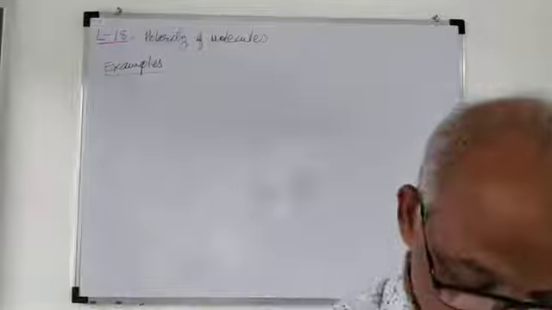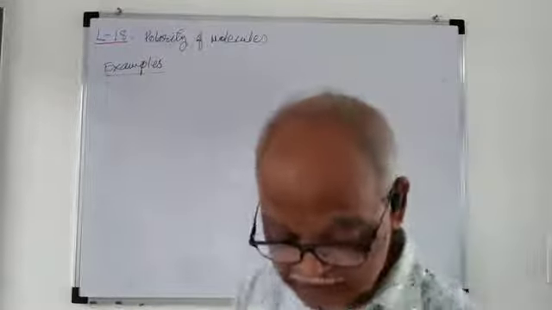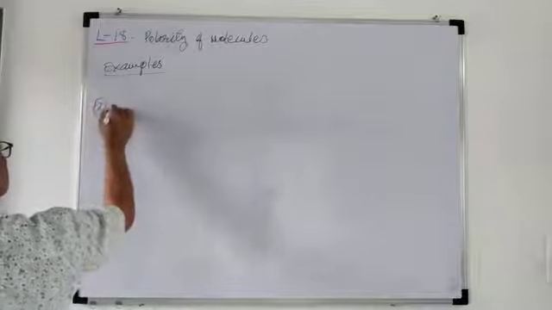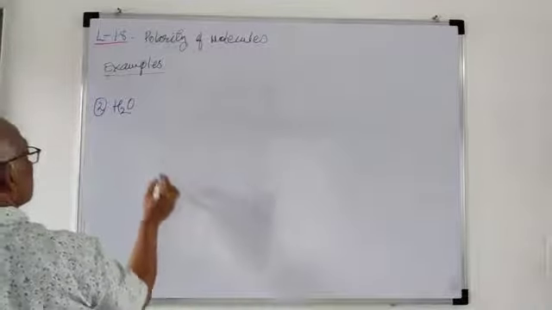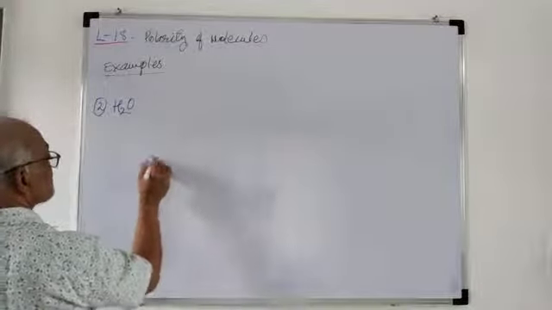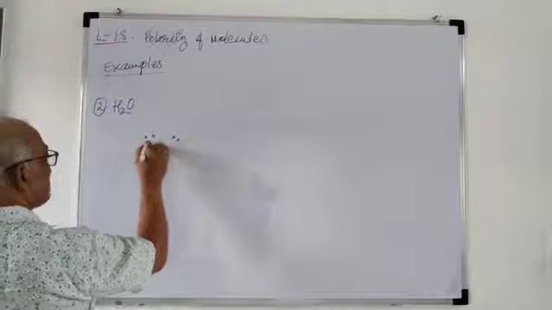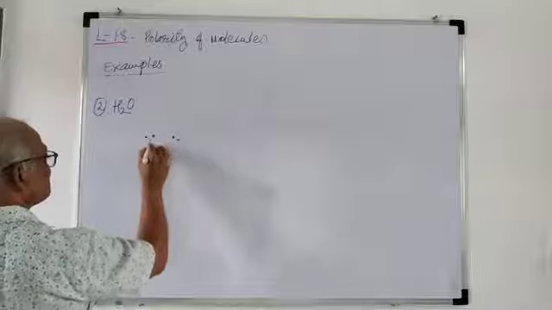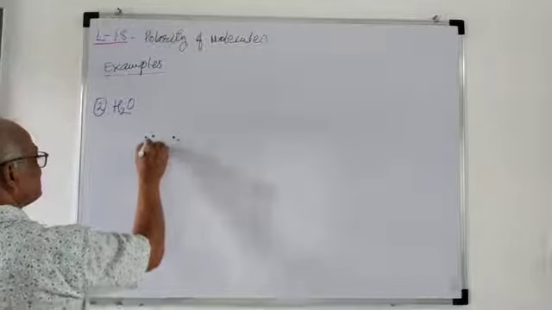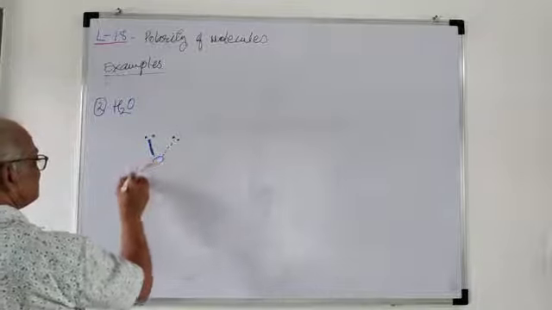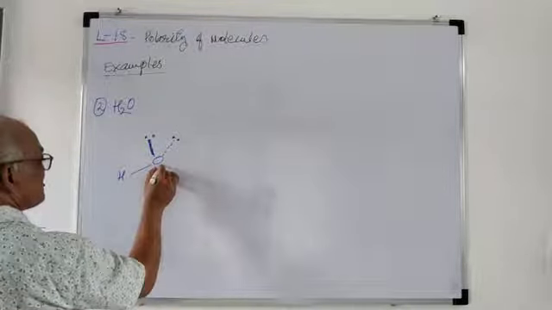that is water. Second molecule, water. So it has structure like this. It has 2 lone pairs like this. These are bond pairs.